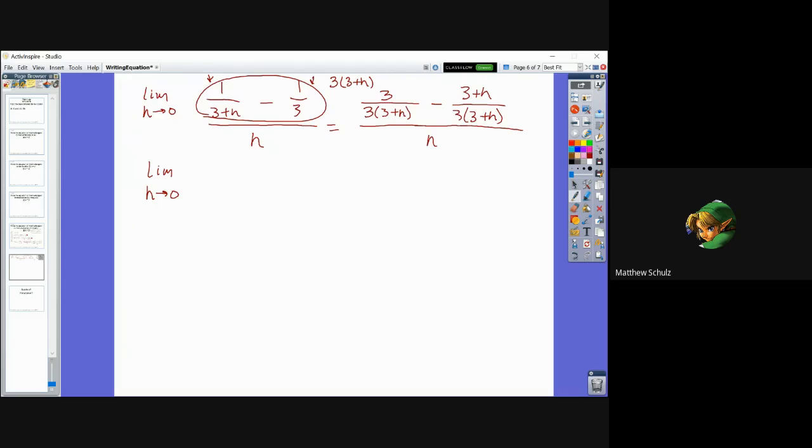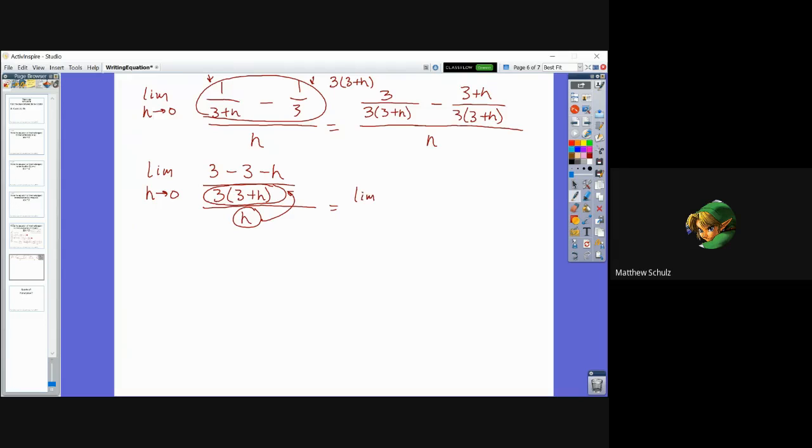Let's see here. So if I subtract these out, this is going to become 3 minus 3. Now this minus goes with the h, so it becomes 3 minus 3 minus h all over 3 times 3 plus h, all divided by h. All right, that's a lot of stuff right here, but we're going to go ahead and compress the denominator of what's on top here with the h here. And all we have to do to compress that is literally just move this into that part.